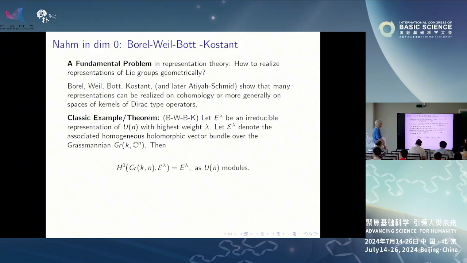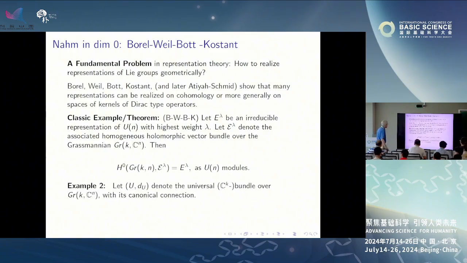And then if you look at the sheaf cohomology in degree 0 of the Grassmannian with coefficients in this homogeneous holomorphic vector bundle, then you get back the original vector space you started with, E_lambda. And this equality is not just equality of vector spaces, so it's not a dimension statement, but it's equality of U(n) representations, so U(n) modules.